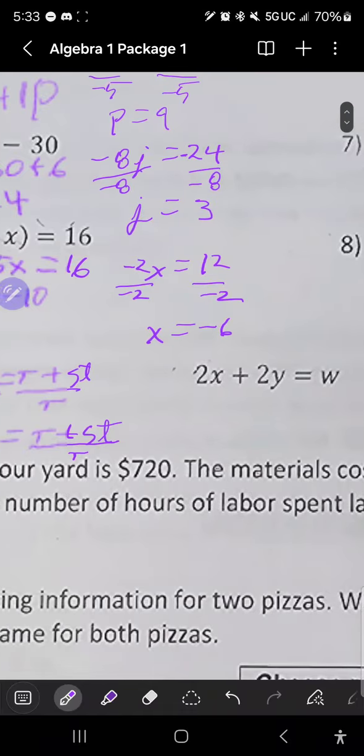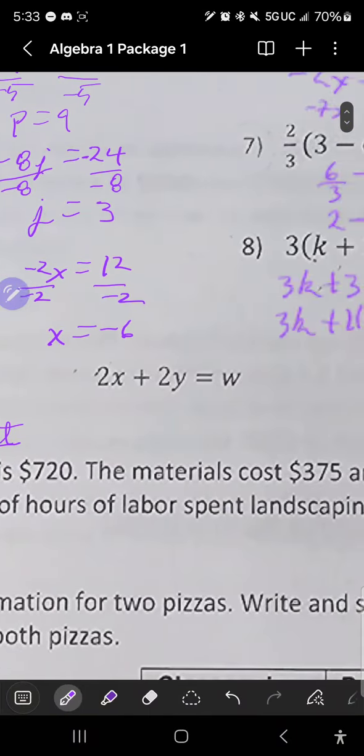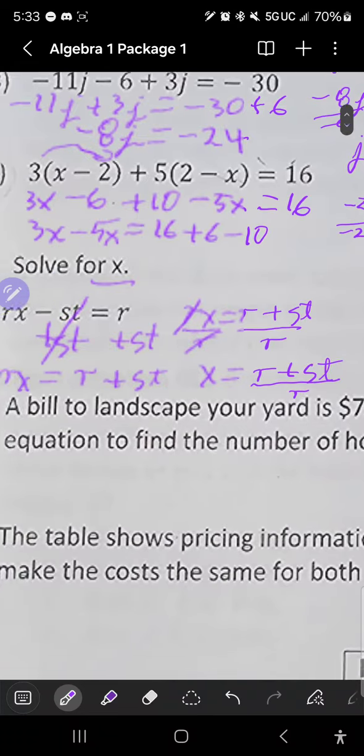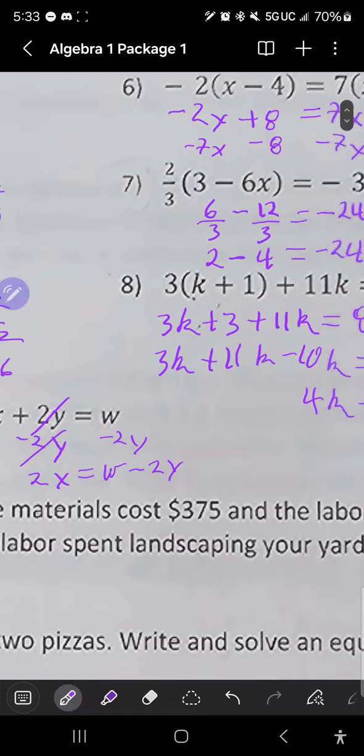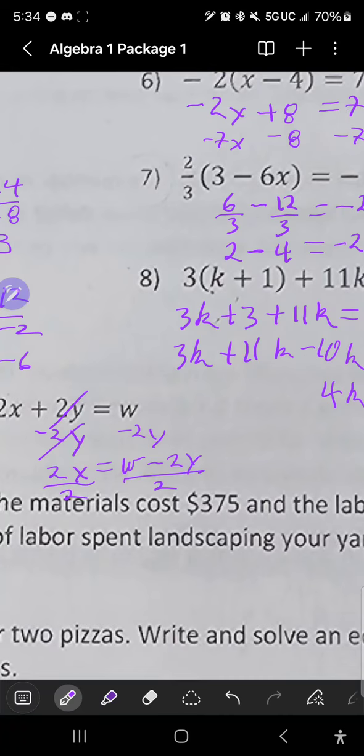Now I keep explaining this. We always need to solve for x. So what we need to do is exactly what we did here. Leave the x on one side of the equation. So we need to subtract both sides by 2y, negative 2y, I'm sorry. So negative 2y here, negative 2y here, and we can cancel this out because it's 0. So we have 2x equal w minus 2y. Now we want to leave the x alone, so we divide this side by 2 and this side by 2.